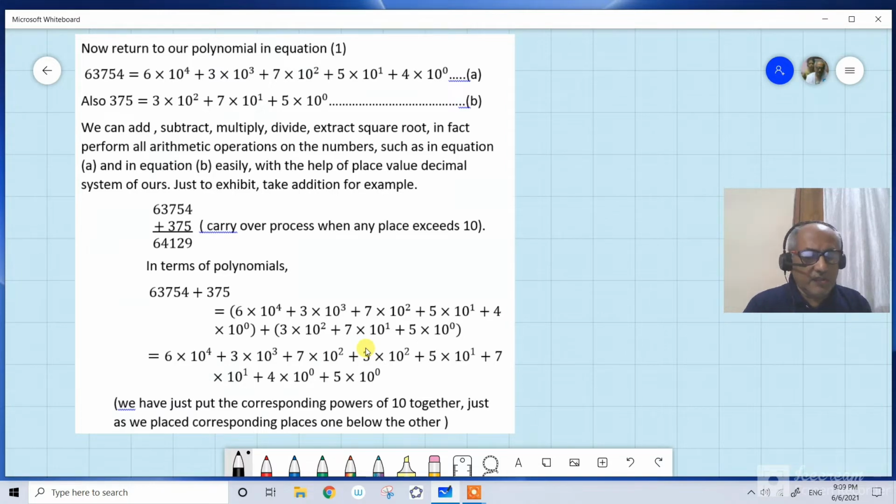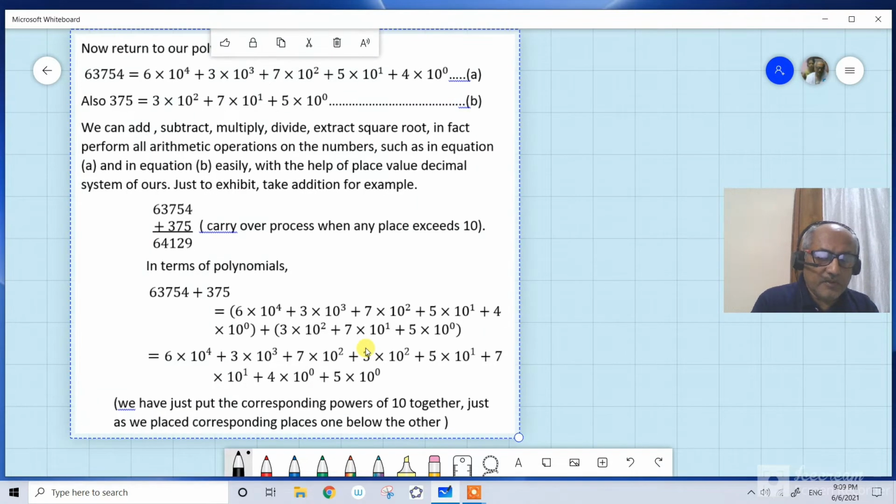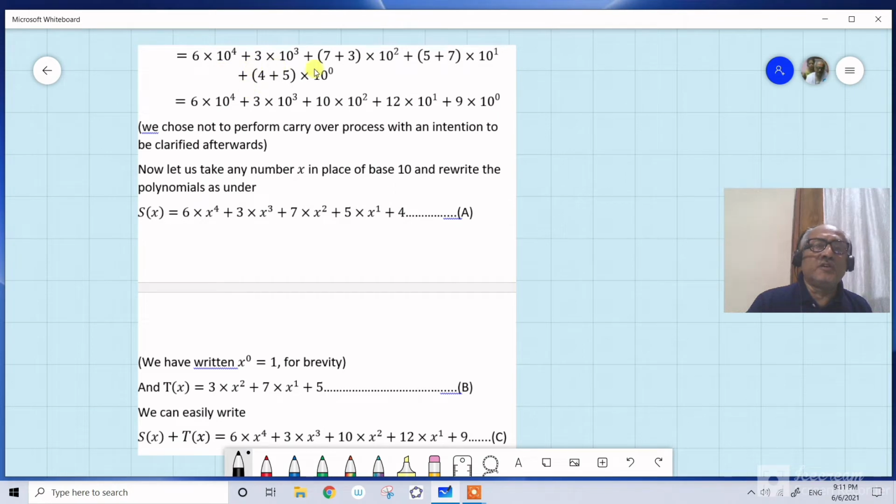Let us go to the next board. So we have added the two polynomials 7 plus 3, 5 plus 7, 4 plus 5, keeping them as such. And we have written this 7 plus 3 is 10, 5 plus 7 is 12, and 4 plus 5 is 9. Mark here that we have not performed the carryover process. We have left the carryover process.